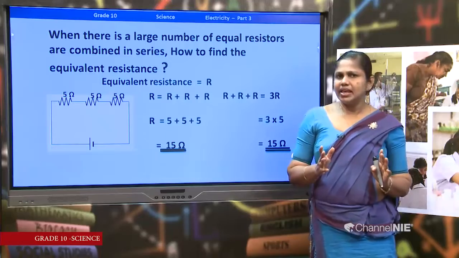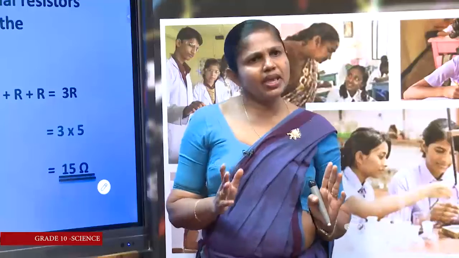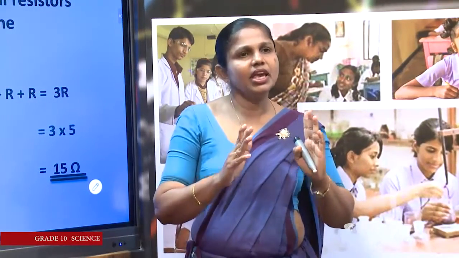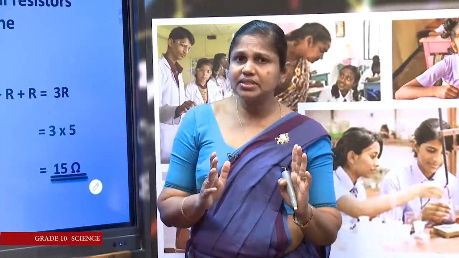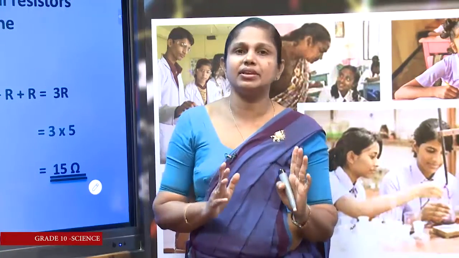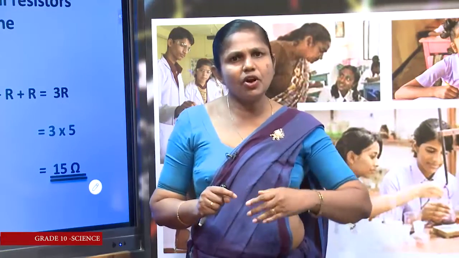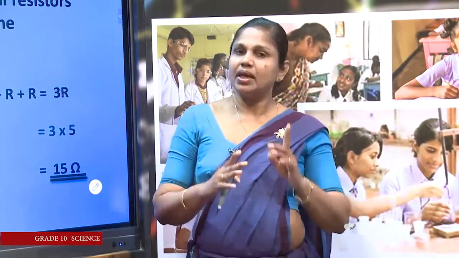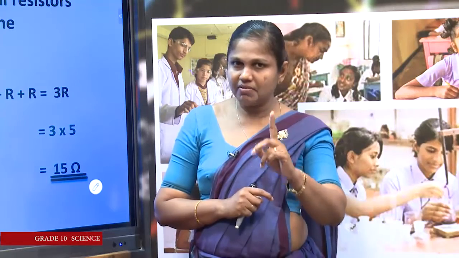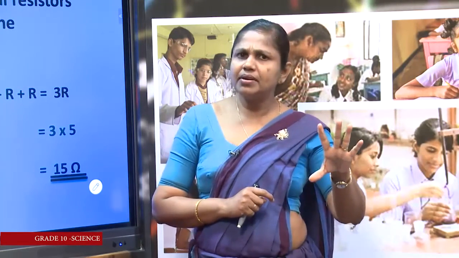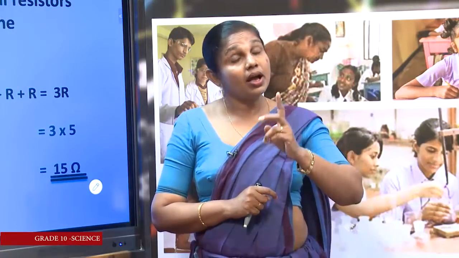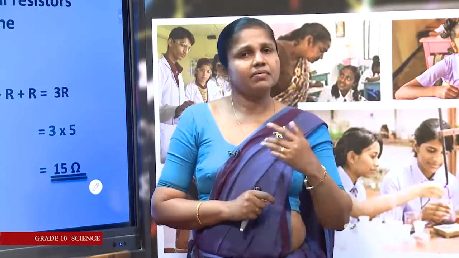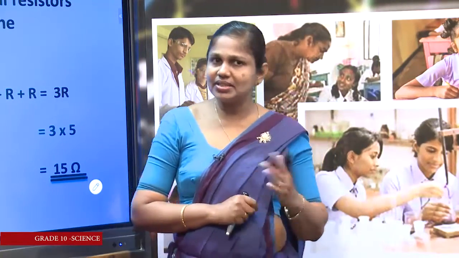Let me explain this clearly, children. Suppose in a circuit we have 100 equal resistors of 5 ohm each. Then can we add all up, 5 plus 5 plus 5, 100 times? No, we can't. Then what do we have to do? You have to take the value of one resistor, which is 5. How many resistors? 100. Then you have to multiply 5 by 100. That's how you get the equivalent resistance easily.